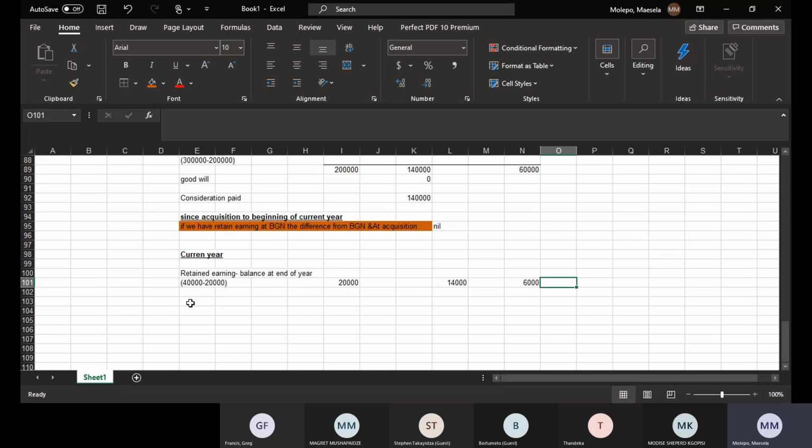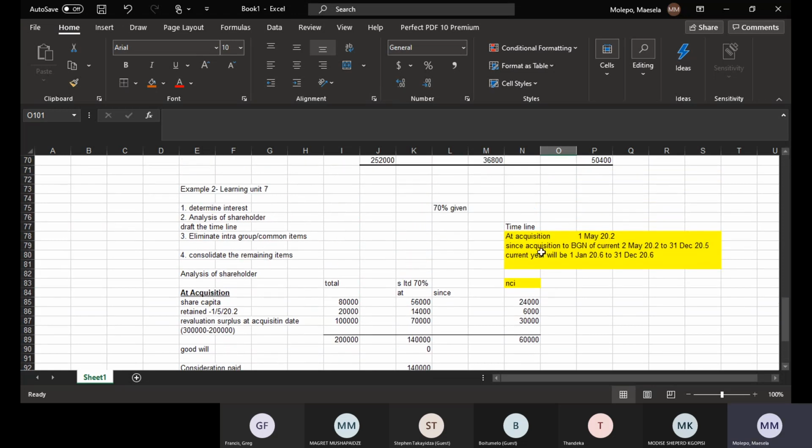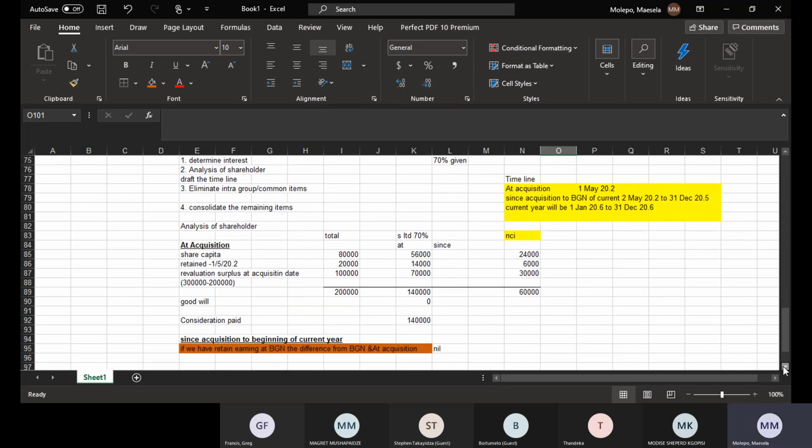So on August 2006, now the land was no longer valued at 300,000. Instead, it has now increased from the 300,000 to 350. Because if you can see, the land of S Limited as at 31 December 2006 is now sitting at 350. But initially, it was sitting at 300,000 on the date of acquisition in May. So it means we had a period from 1 May. I can just put it aside here, but it's just for you to understand.